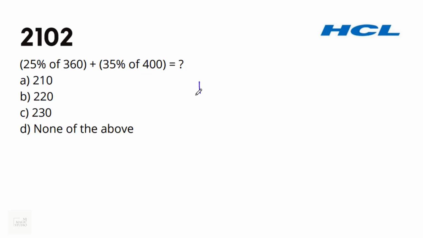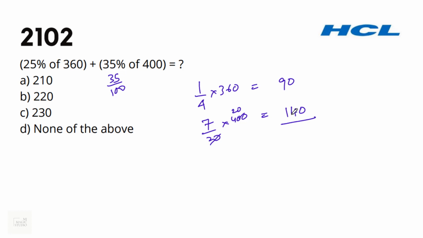25% of 360, 25% means 1/4. 1/4 of 360 is 90. And 35% of 400, 35% means 7 by 20 of 400. That goes to 140. Equals to how much? 140 plus 90 is 230. Option C fits in.